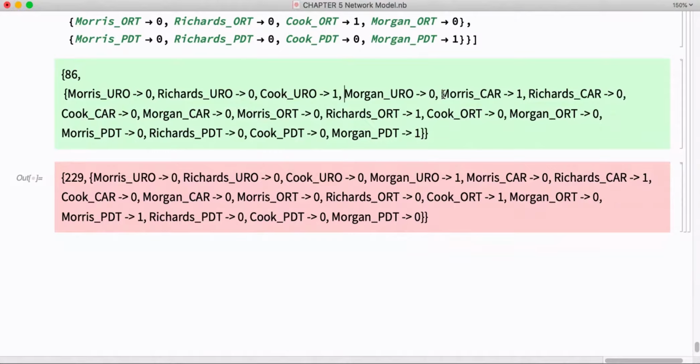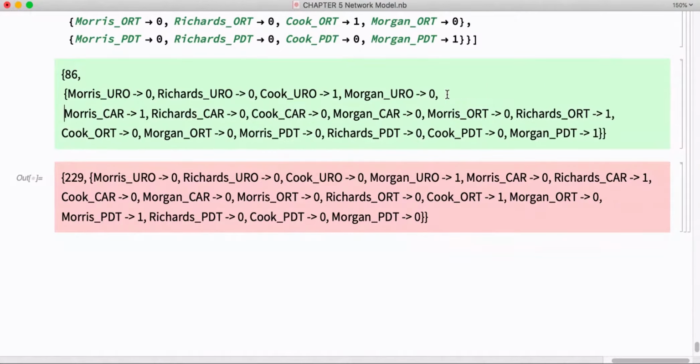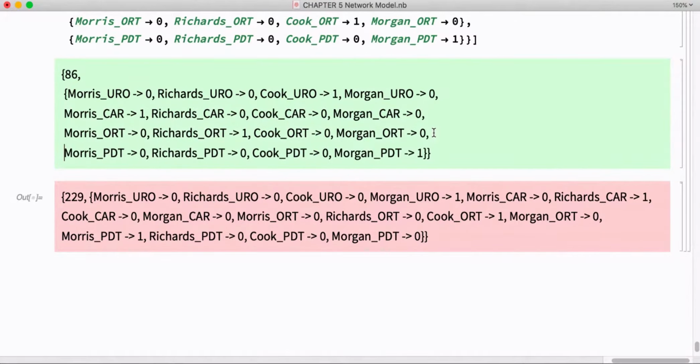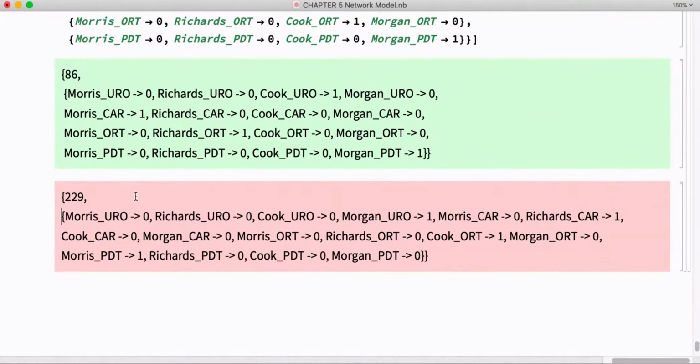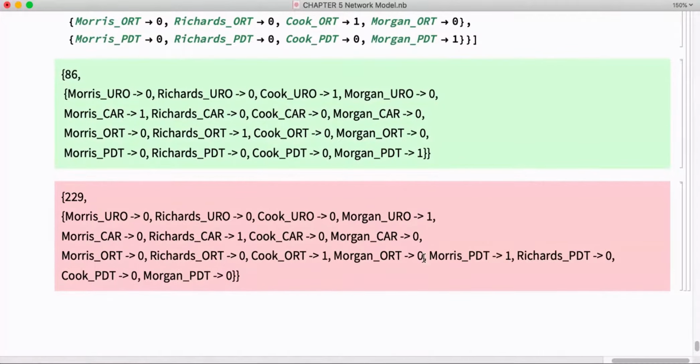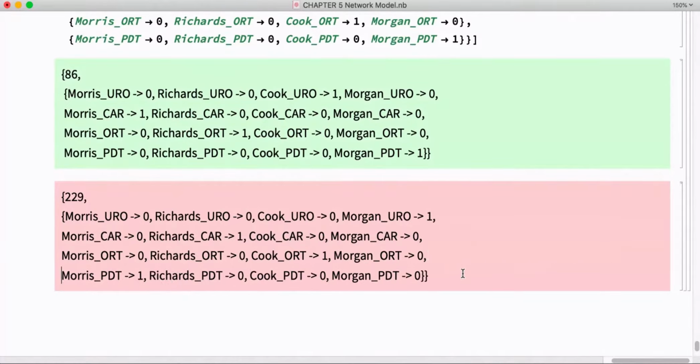I see what is going on to urology. I see what is going on to cardiology. I see what is going on to orthopedics, and I see what is going on to pediatrics. Same thing here.